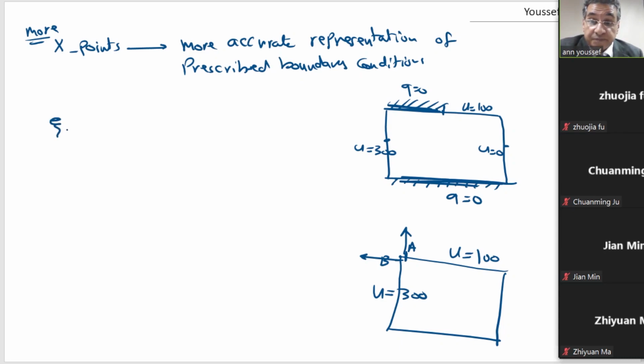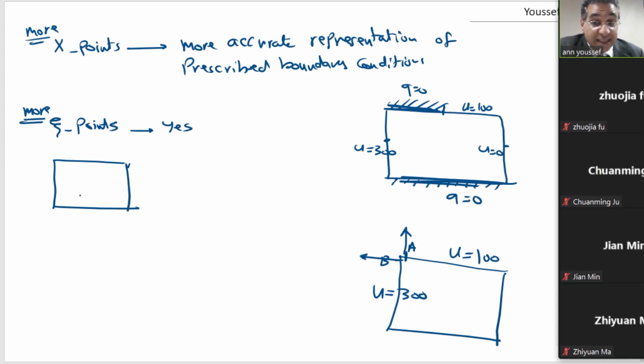The xi points. Can I have more xi points? Yes, we can have more xi points. But as far as we have more xi points, we will not have square matrices, because remember, the system of equations here, the system matrix is U asterisk Q asterisk. This is mainly the number here, the number of prescribed boundary conditions. So actually the dimension of this matrix, the first dimension is the number of x.